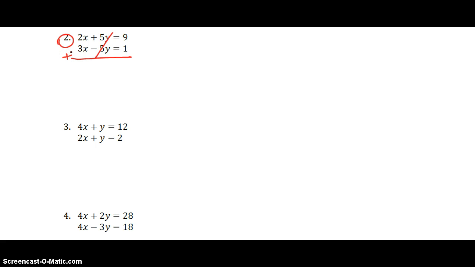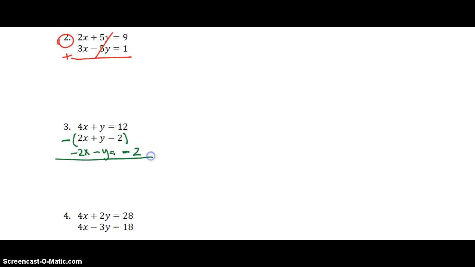So let's talk about number 3, which looks a little different from example number 1, where our y's will not automatically cancel. So what I'm going to need to do is multiply the second equation by a negative. Or you can think of it as, instead of adding the two equations, let's subtract the second equation from the first equation. When you subtract it, then it becomes a negative 2x, a negative y, and a negative 2. Please don't forget the 2 also becomes negative.